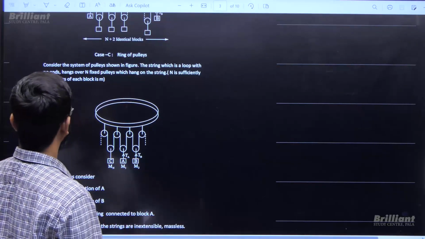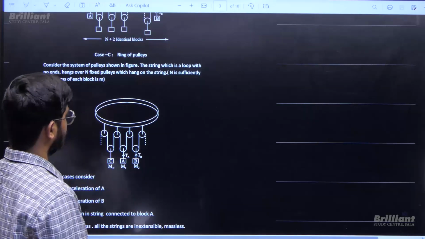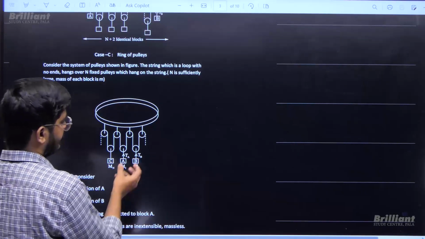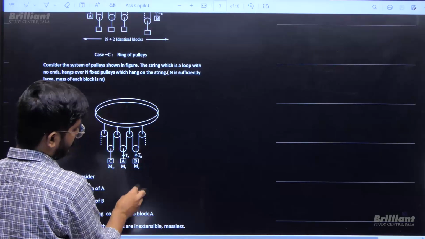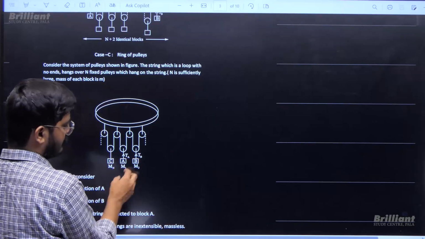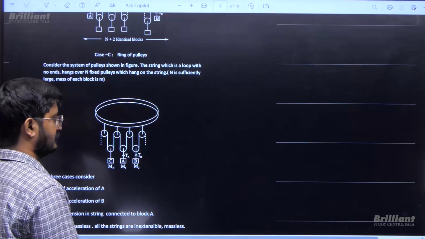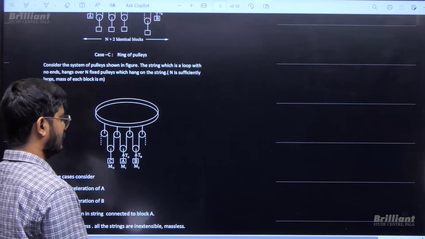There are n fixed pulleys and the mass of each block is m. Now you can see the symmetry here. If you assume some block is going downwards, then the other block also should go downwards, because there is no difference between these two properties. If you draw the free body diagram, you will understand.